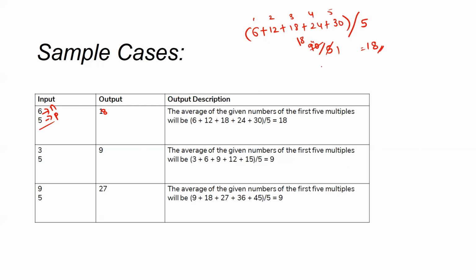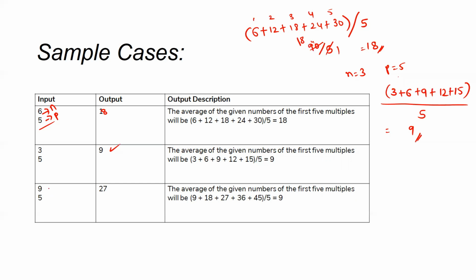Now coming to the second test case, n is 3 and p is 5 again. How do you do this? First we find the sum of the first p multiples of n, and then divide it by p, which is 5 again. The first multiple is 3, the second is 6, the third is 9, the fourth is 12, and the fifth is 15. Once we are done finding the sum, we divide it by p, which is again 5. If you do this, you will get 9 as an answer, and you just have to return that.